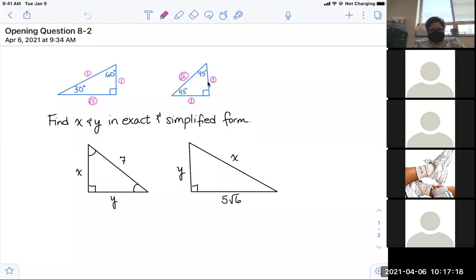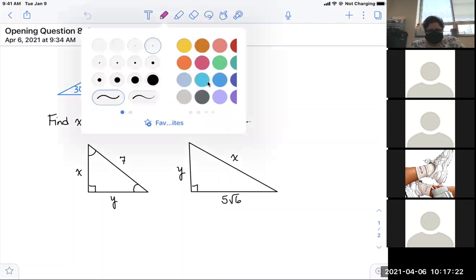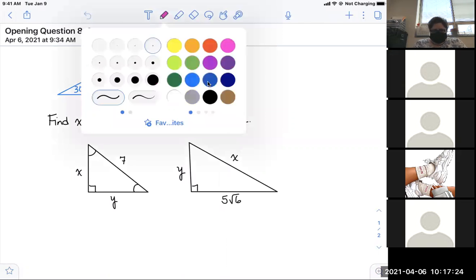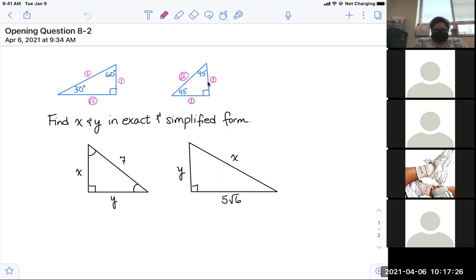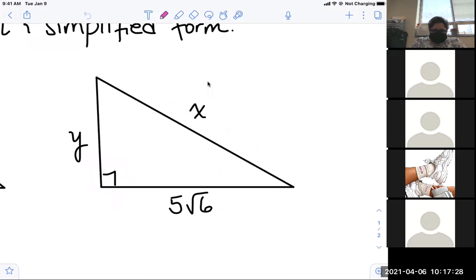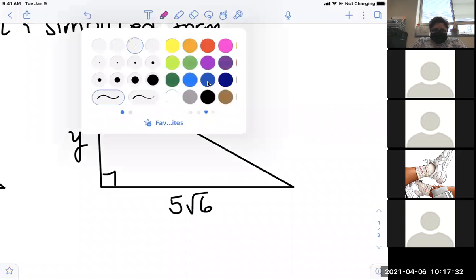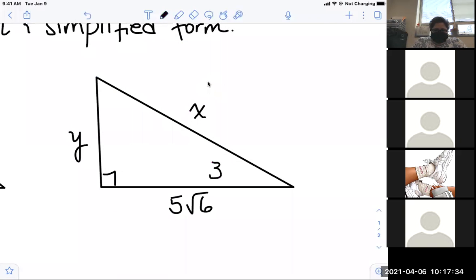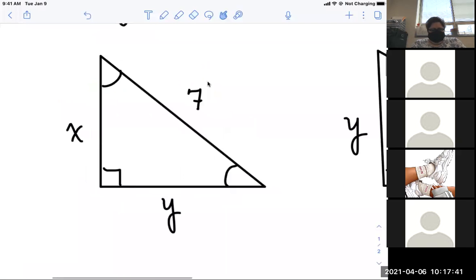First of all, on the 30, 60, 90 one, you don't actually know it's a 30, 60, 90 because I did not put those numbers on there. So this should be 30 degrees here, and I should have given you that. You cannot assume that angle measures are 30 and 60. Okay. All right. So how do we know that this one's a 45, 45, 90?